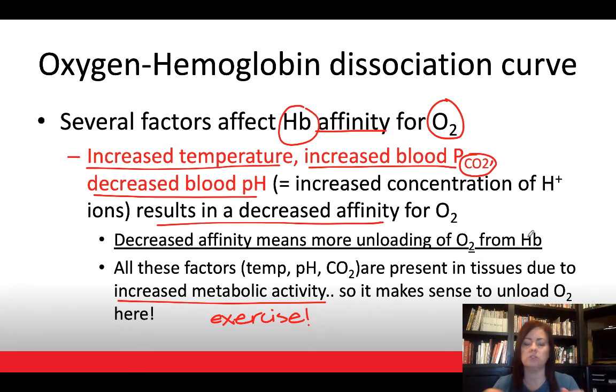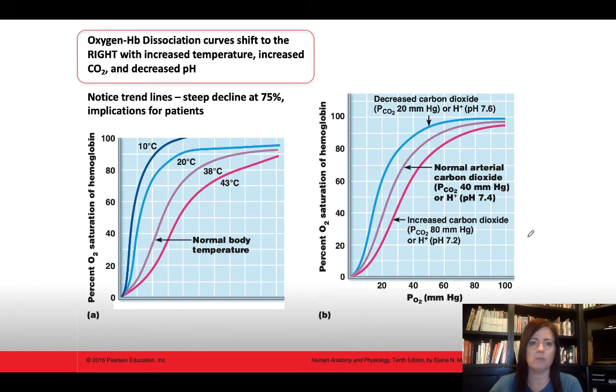We want the oxygen to be in our tissues. We don't want the oxygen to be trapped in the hemoglobin in our bloodstream. Okay, so that's what we see, and this type of curve is called an oxygen hemoglobin dissociation curve. This is our partial pressure of oxygen, and this is our percent saturation of hemoglobin on this side.